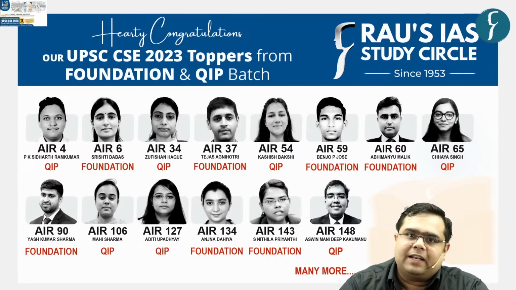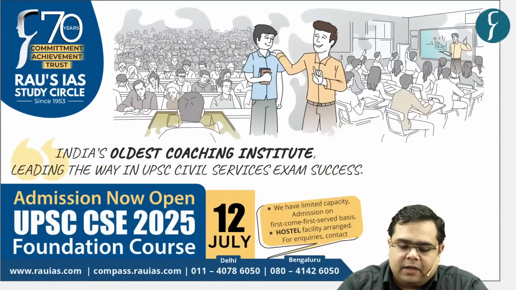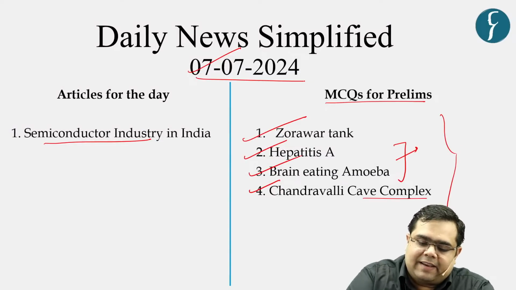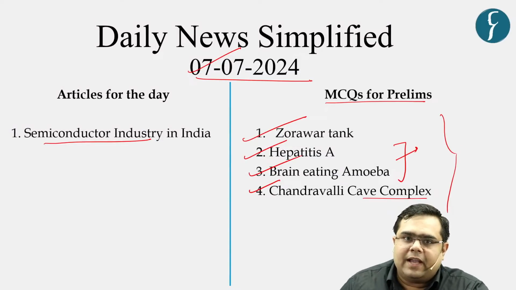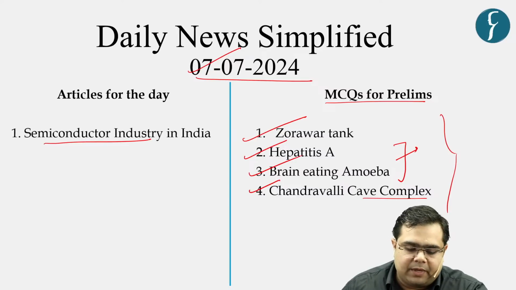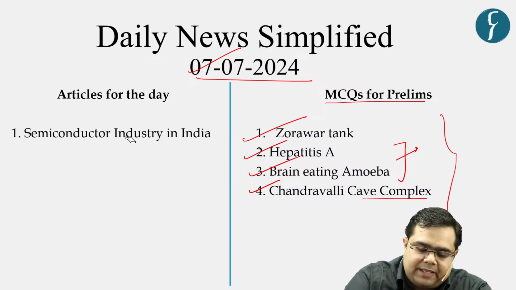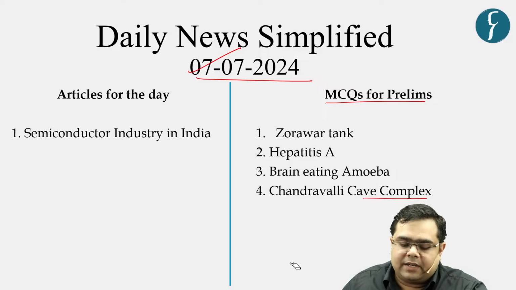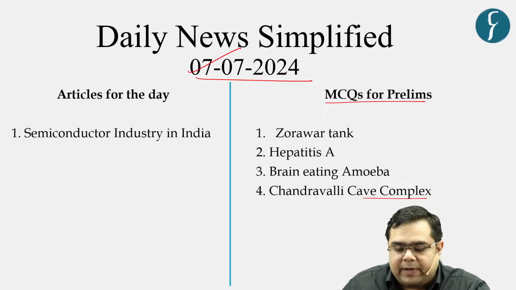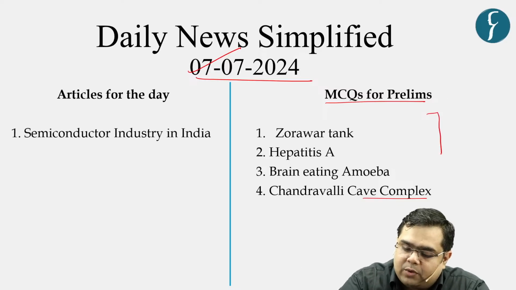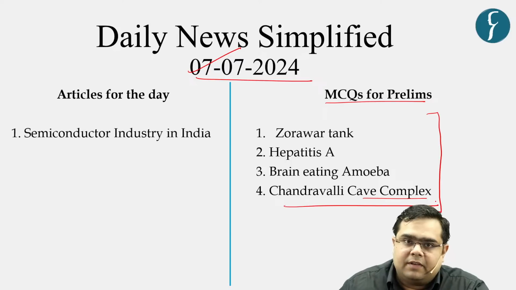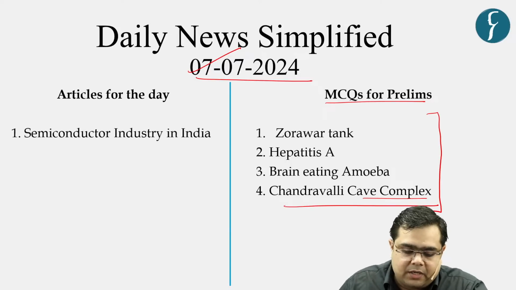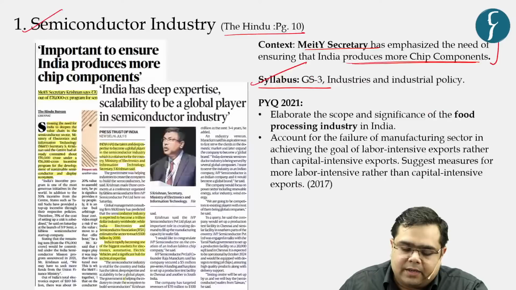Good evening and welcome to Daily News Simplified. In today's edition, dated 7/7/2024, we are going to discuss the following articles with respect to your civil services examination. With respect to the mains examination, we are going to discuss the semiconductor industry in India. And with respect to the prelims examination, we are going to discuss these four articles. Now, what is the context of the first article? Let us begin to understand.